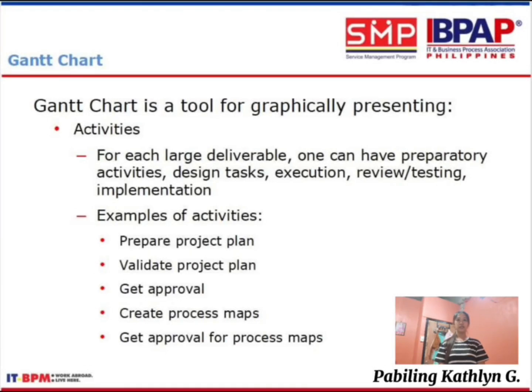Within the Gantt chart, we list specific activities for every large deliverable. This includes the preparatory work and execution and the final review or testing. It keeps the team accountable for every step, from getting approval to creating process maps.